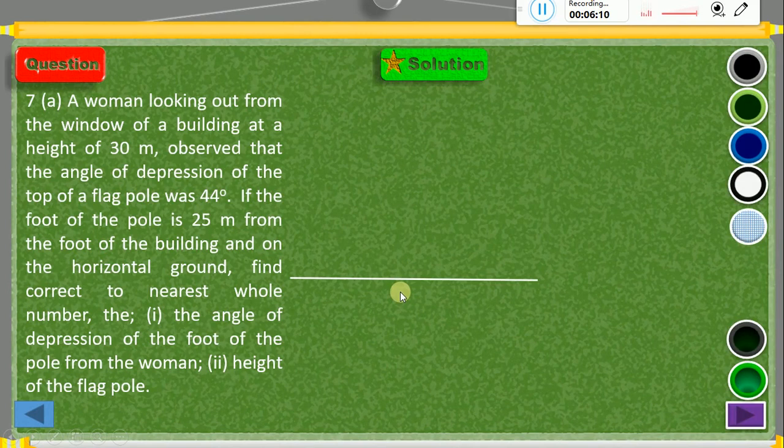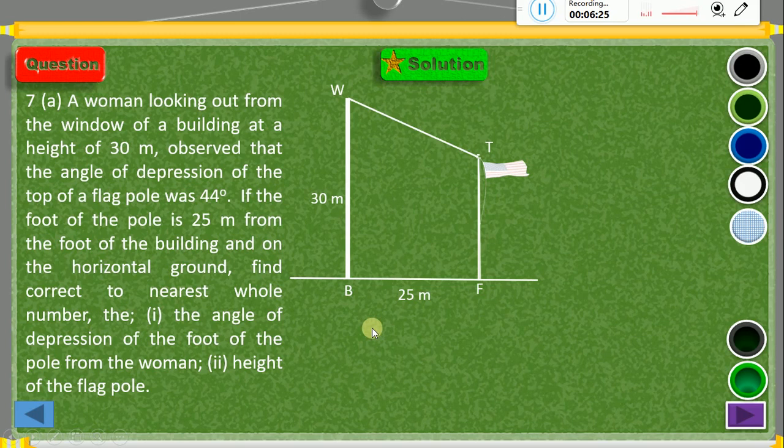That takes us to question number 7, trigonometry. Now, that's the horizontal ground, and that's the building, the window where the woman is looking out from, and that's the flagpole, the top of the flagpole and the foot. Then we join the top to the window, and then we join from the foot to the window, and we draw the horizontal level and put our 90 degrees. Then, as you can see, that's the horizontal ground. That angle is 44. Angle of depression is always equal to the angle of elevation, because they are always alternate angles.